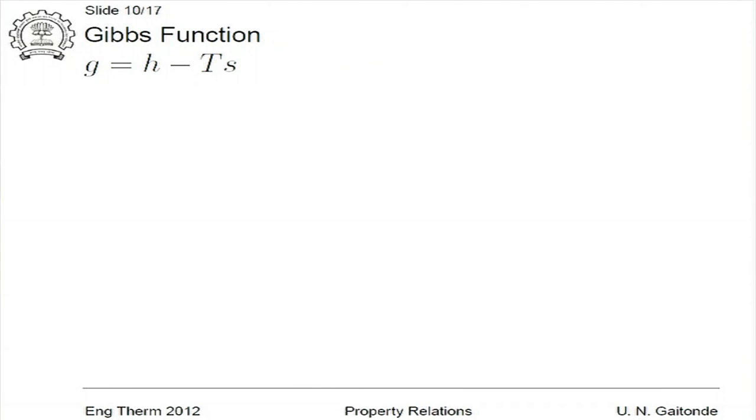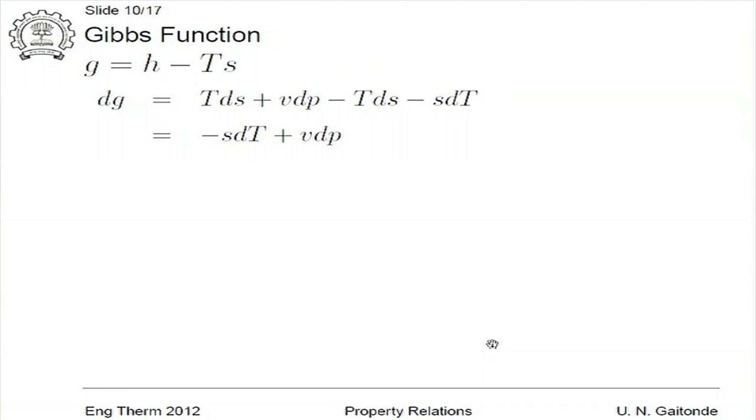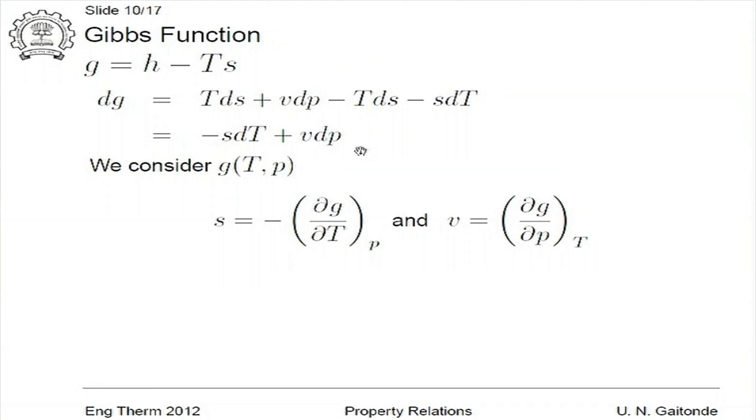Finally, we come to the Gibbs function, which is defined as H minus TS. Take the differential of dG, expand, use the expansion of dH and use the basic property relation, and you will get dG equals minus SdT plus VdP. And that means it is proper for us to consider G as a function of temperature and pressure, because these are the two differentials remaining on the right hand side. When you do that, we realize that entropy is the negative of the variation of G with temperature at constant P, and volume equals the variation of G with respect to pressure at constant T.